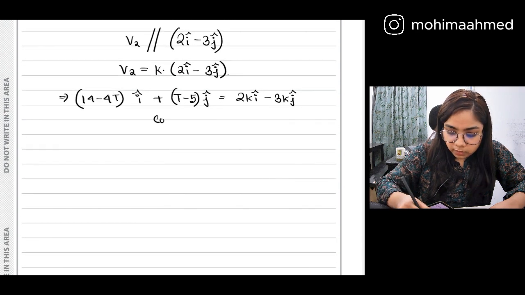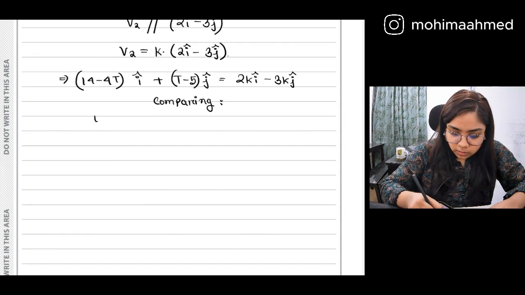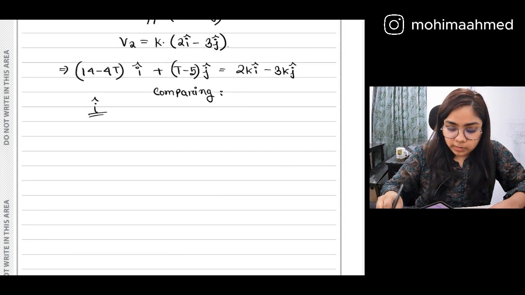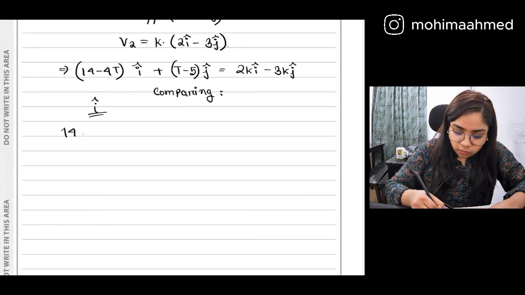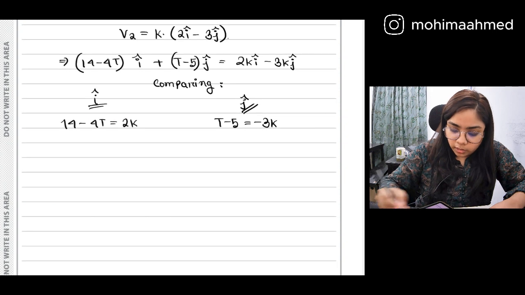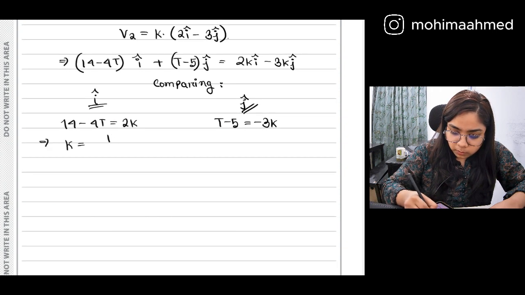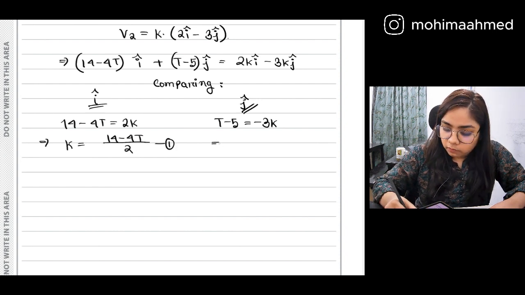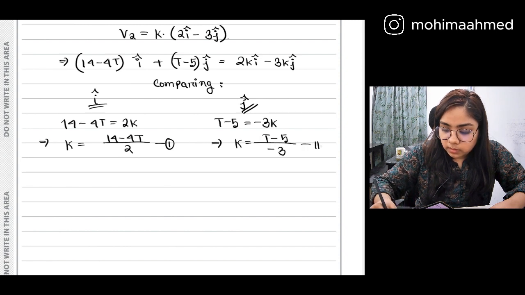Now I'll start comparing the i coordinates and the j coordinates separately. For the i coordinates, you get 14 minus 4t equals 2k, and for the j coordinates you get t minus 5 equals minus 3k. I'll make k the subject of each. So k equals 14 minus 4t divided by 2, this is your first equation. And k equals t minus 5 divided by minus 3, this is your second equation.